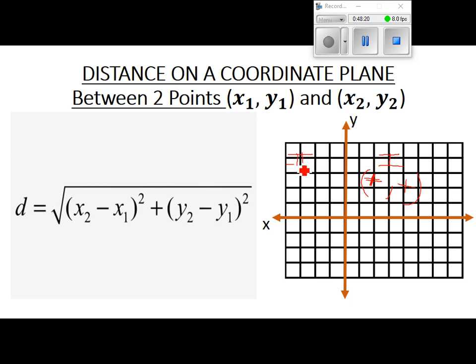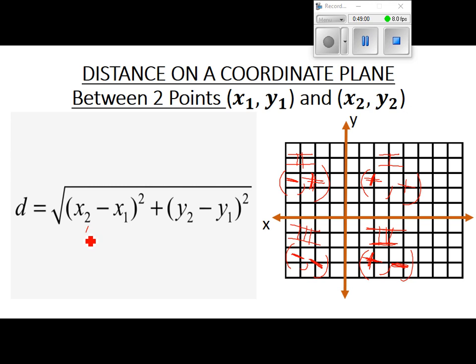This is quadrant 2. X is negative, Y is positive. That's a positive. Can't hardly say that, sorry. Quadrant 3. Negative and negative. Quadrant 4. Positive and a negative. No, it's hard to read.